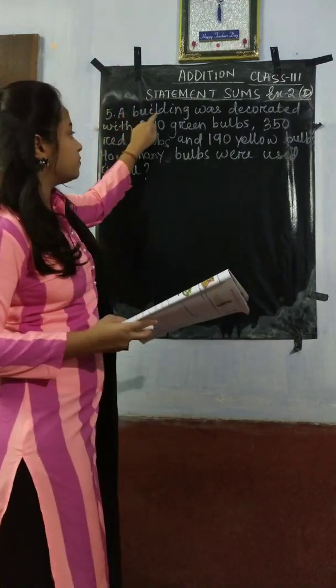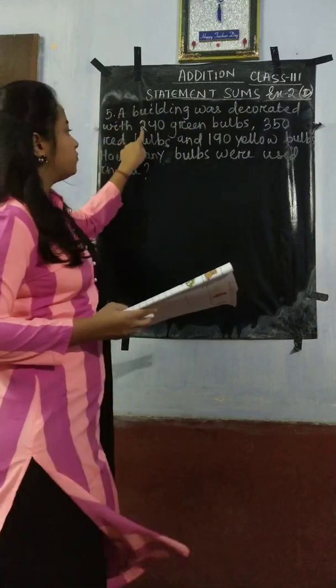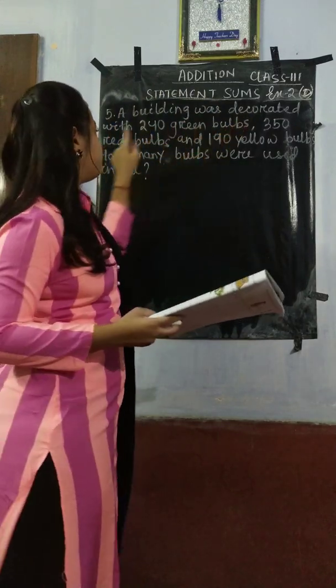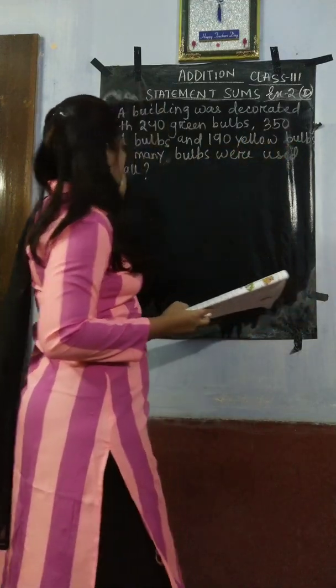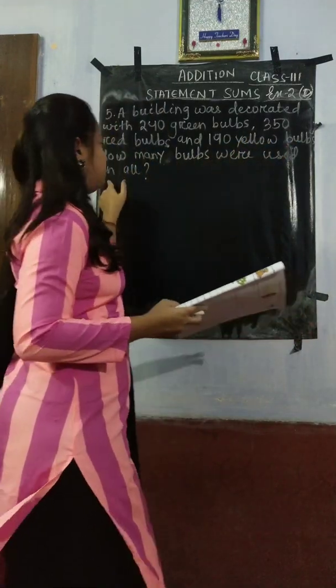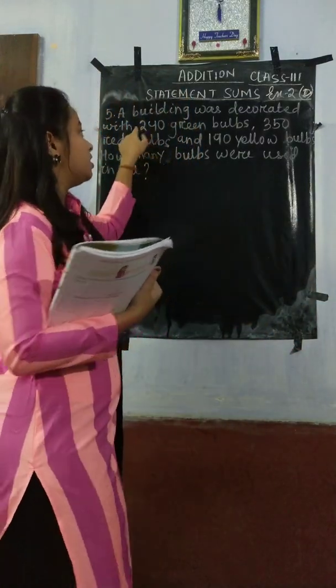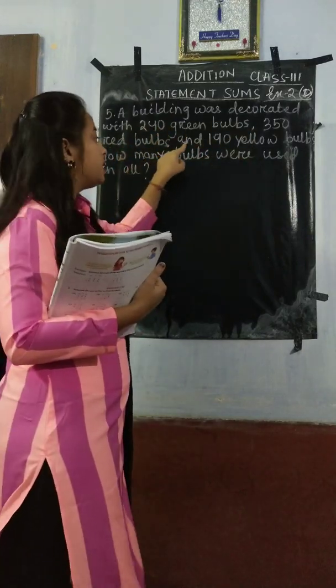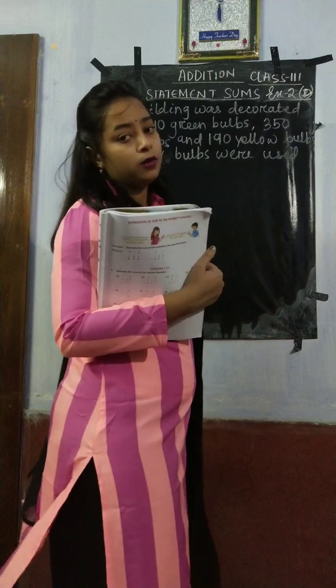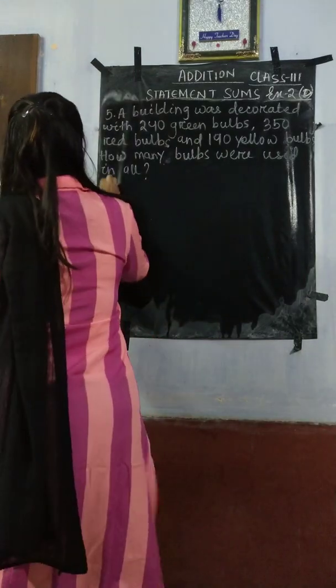A building was decorated with 240 green bulbs, 350 red bulbs and 190 yellow bulbs. So how many bulbs were used in all? There was a building which was decorated with bulbs. What colors did they use? They used 240 green bulbs, 350 red bulbs and 190 yellow bulbs. Now it is asked, how many total bulbs were used?